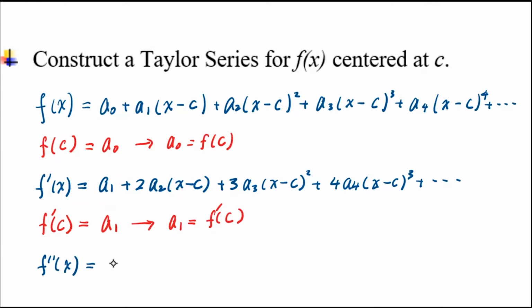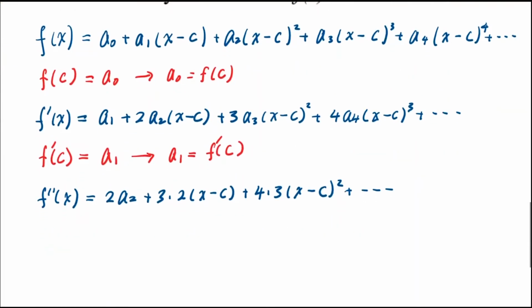Second derivative of x is equal to A2 now, because this one dies. And then plus 3 times 2 x minus c plus 4 times 3 x minus c squared, and then this right hand side is on autopilot now because we have done it enough times now, right? Or you will have done it enough times eventually. So that's 2 times A2. That tells you A2 is equal to f double prime of c over 2.